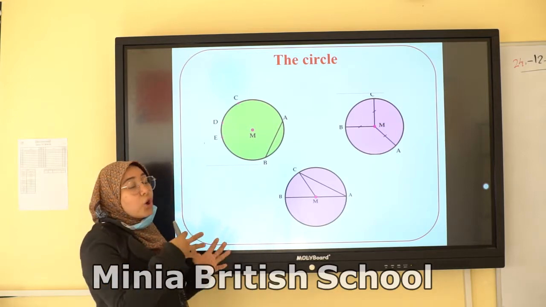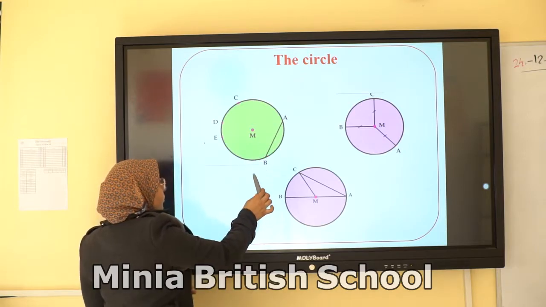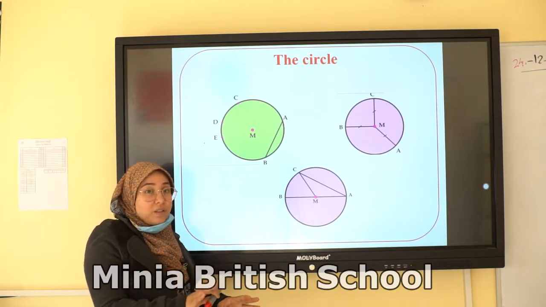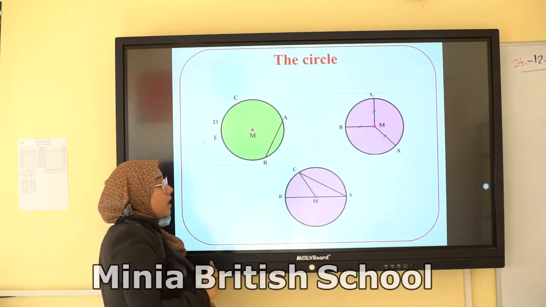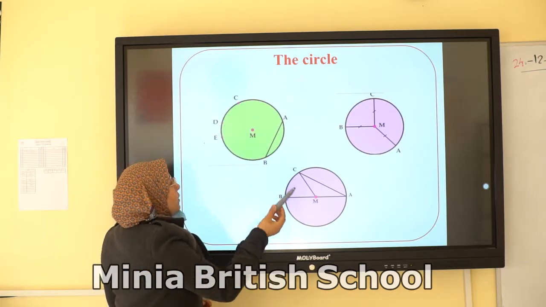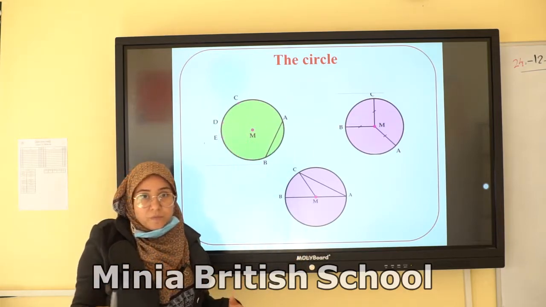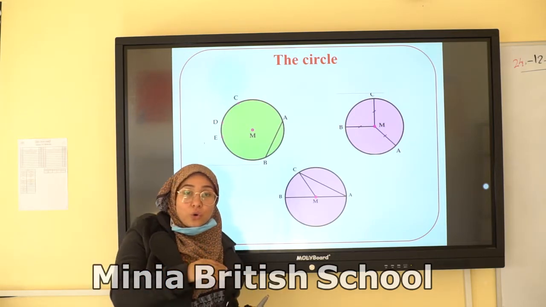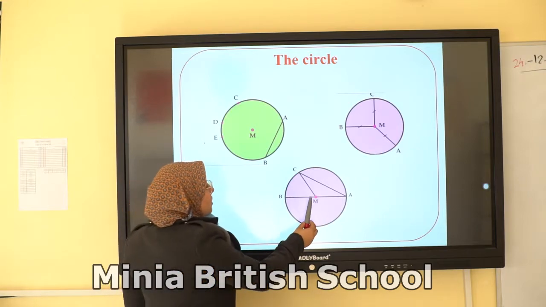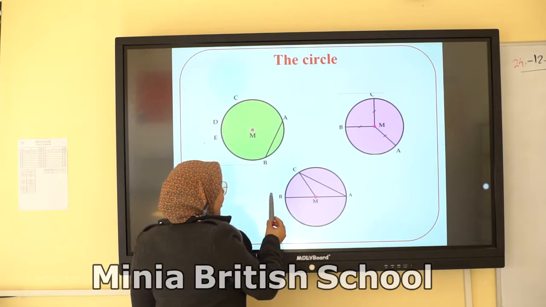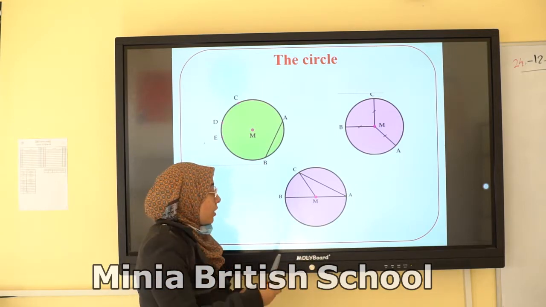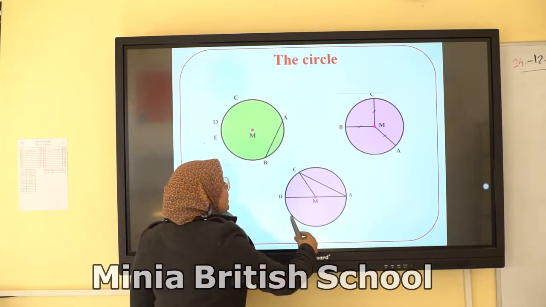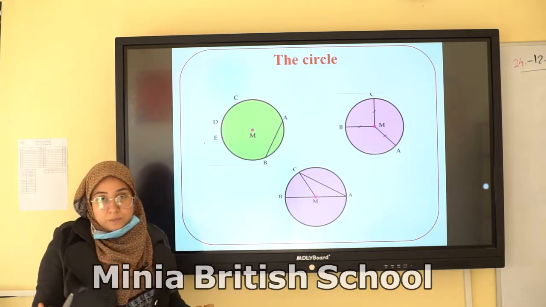Now, what is the meaning of chord? A chord is a line segment joining any two points on the circle. Like here, AB is a chord. Also, AC is a chord, AD is a chord. Last one, diameter. Diameter is the longest chord, passing through the center of the circle. Like here, AB is a chord, and AB passes through the center of the circle, so AB is the diameter of the circle M, okay?